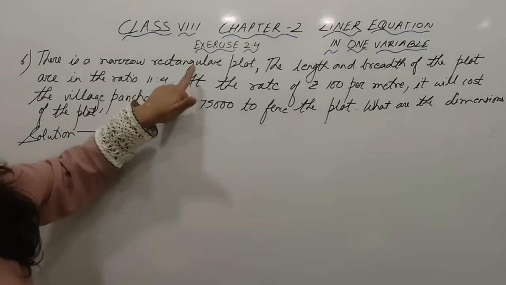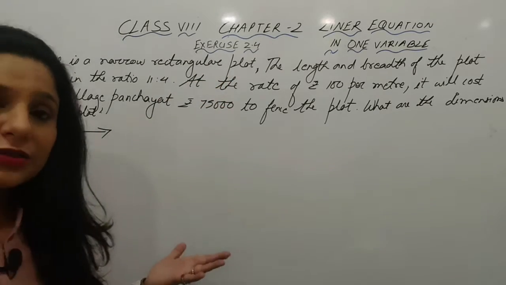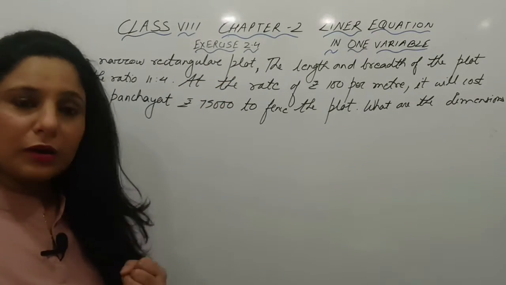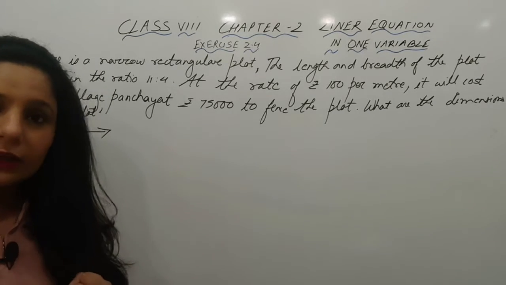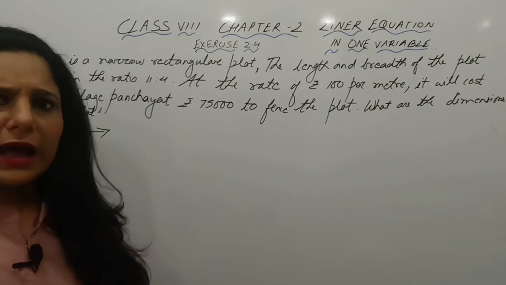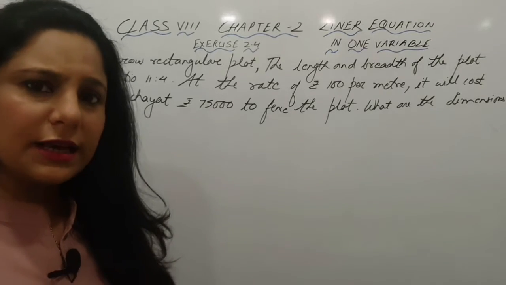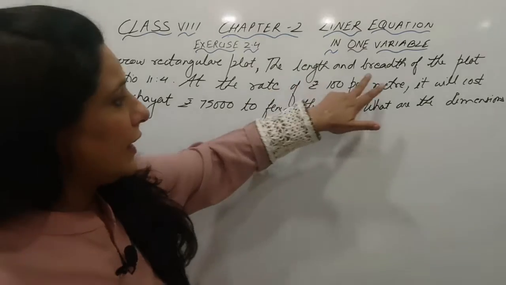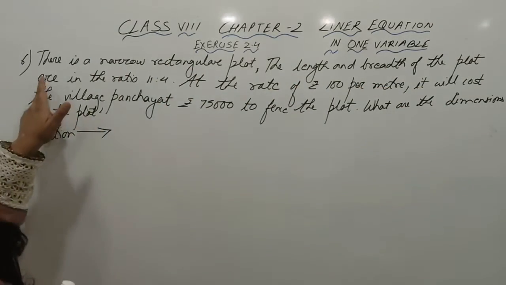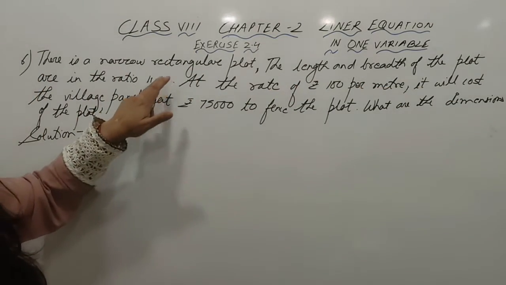There is a narrow rectangular plot. Again I am back to the rectangular plot. Rectangular plot means we have length and breadth. The perimeter of the rectangle is twice of L plus B and the area of the rectangle is L into B. अब इस रिविजन के बाद हम आगे पढ़ते हैं. The length and breadth of the plot are in the ratio of 11:4.